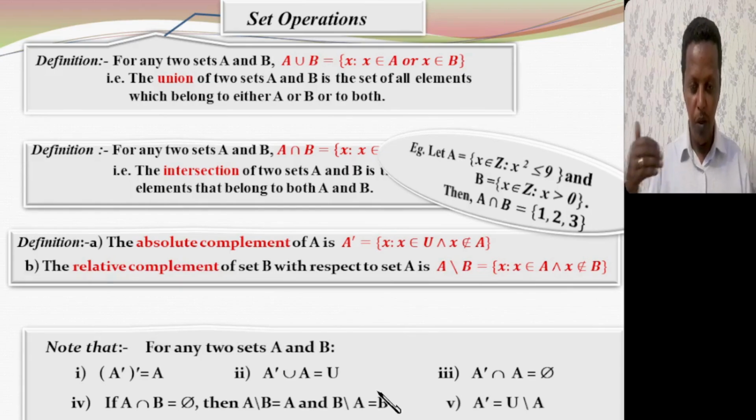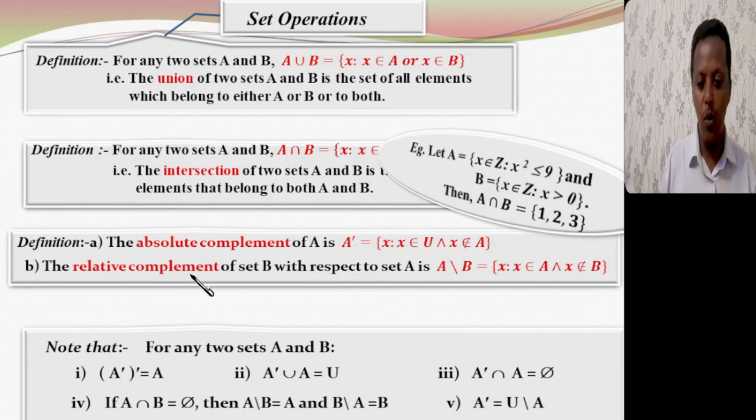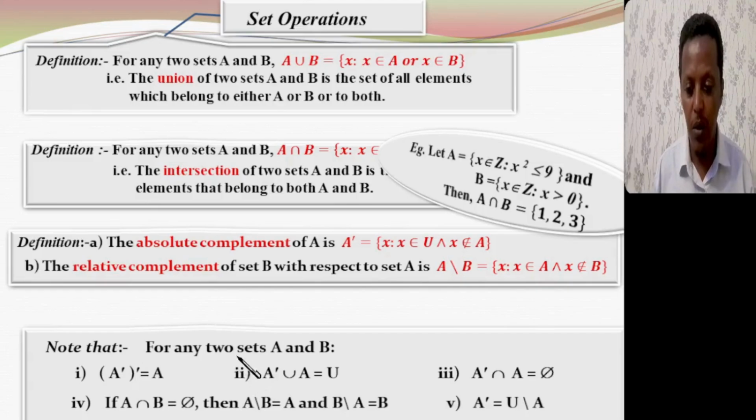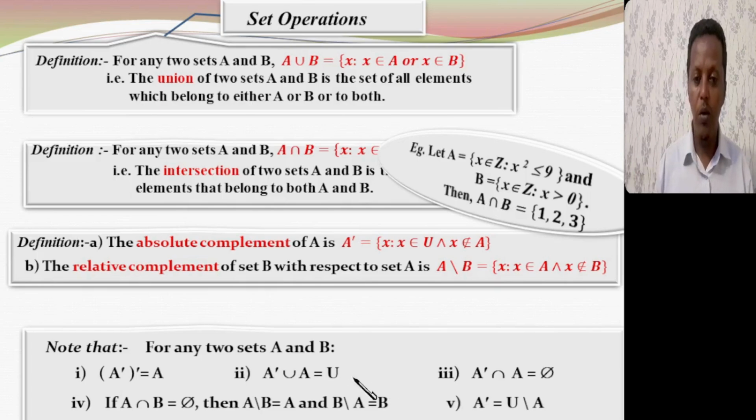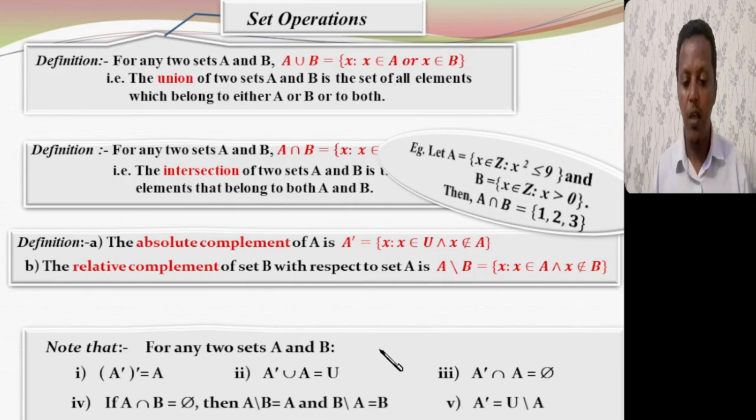So regarding the operations, we have the union, intersection, and the complement, the absolute complement or the relative complement, and try to remember these properties. Later on, we will see these properties in different application problems.